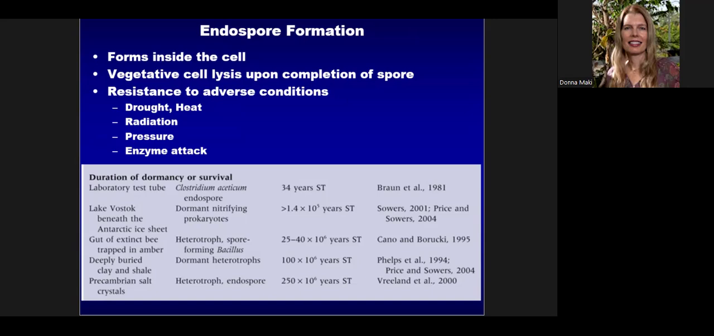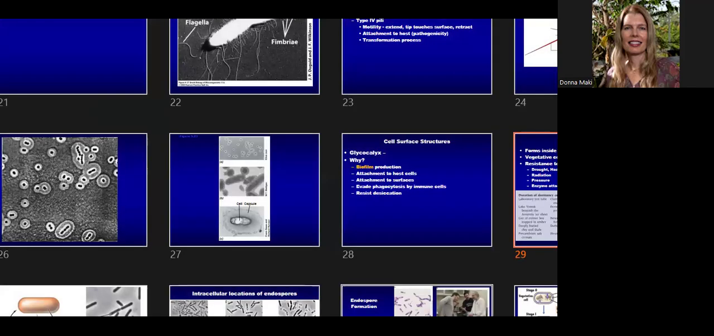And then here, 100 times 10 to the 6 years if you want to go deep into clay and shale. These are often microbes that are way deep in the ocean, the earth's crust. But here's another endospore, 250 times 10 to the 6 years ago. So really impressive. Their ability to withstand that and stay dormant that long, and then they were able to revive them all these years later. It's pretty amazing. So endospores, they are amazing.